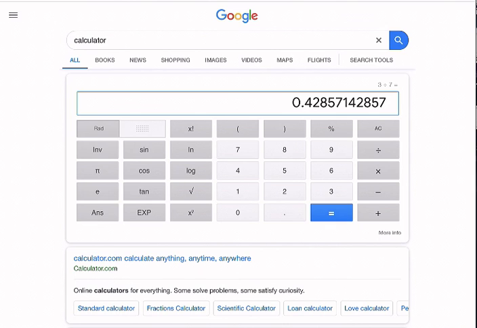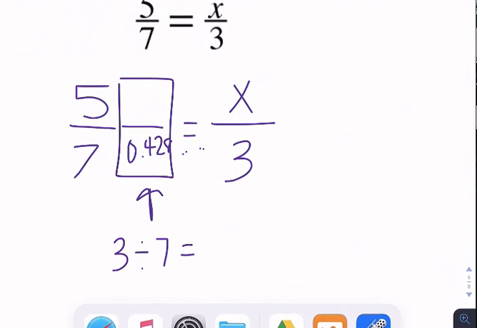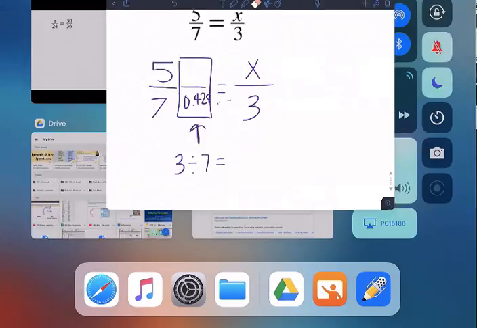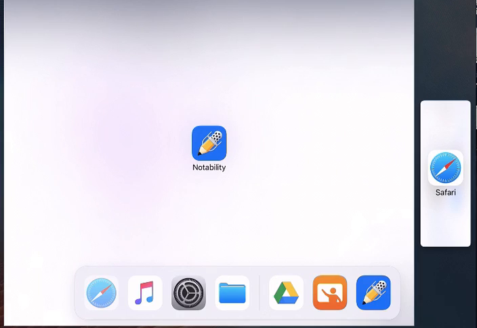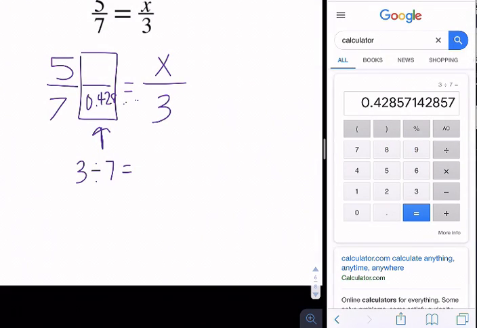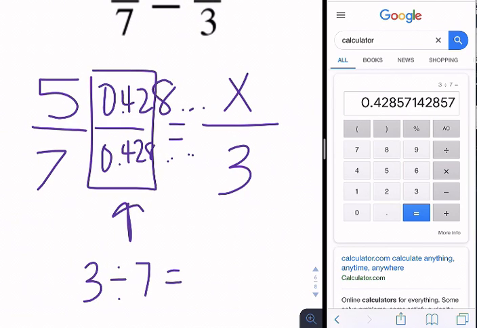So I know that this decimal is going to go in there. It's also going to be 0.42 blah, blah, blah, 8 to get x. And I need to multiply that by 5. So instead of doing 0.43, I'm going to not round it, and I'm just going to do this number times 5.